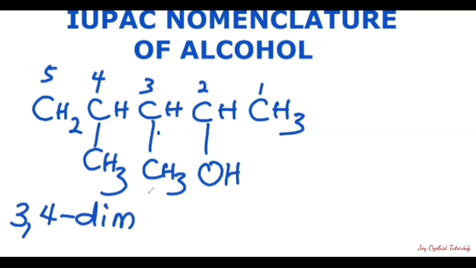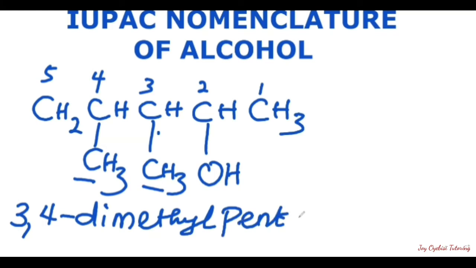So we start with 3,4-dimethyl. Now, these are methyl groups, and it's 2 of them. So that is why I use the word dimethyl. And the longest chain is 5, pentane. Pent represents 5. So it will be pentane. The OH is attached to the second carbon. So it will be 2-ol in this case. So the name is 3,4-dimethylpentan-2-ol. Okay. All right.